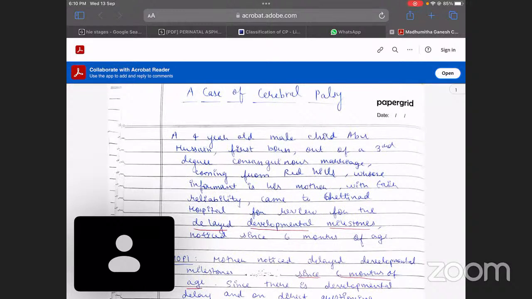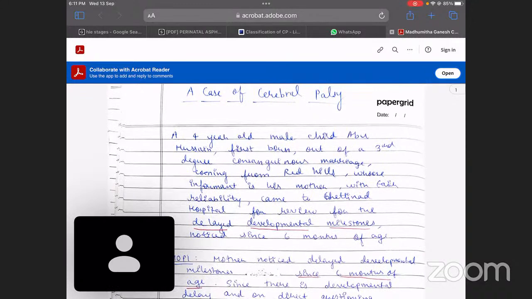Okay, so we will start with, since you started with the cerebral palsy itself, but to be honest, in your examination, you cannot say that first. So whenever you are presenting a case anywhere, just start with history. Don't say it's a case of cerebral palsy. No one should know that you are presenting a cerebral palsy case. Okay, so now you said it's a 4-year-old male child.